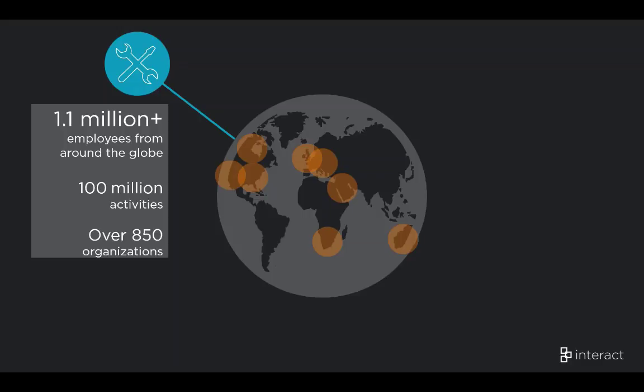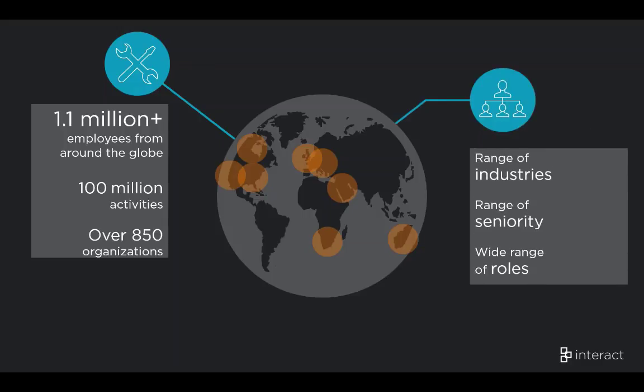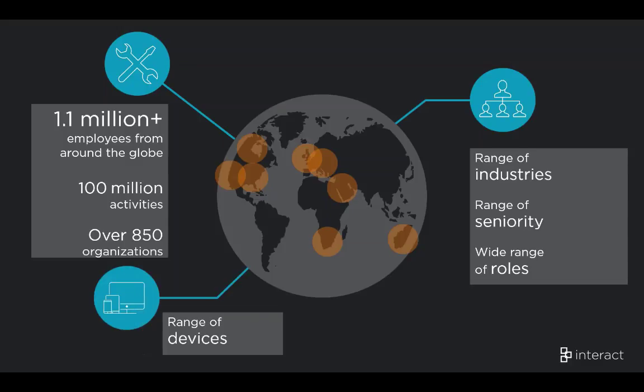But we realized that we actually had access to the data. Using our system, which is called telemetry, we have data points from over 1.1 million employees from around the globe. These 1.1 million people are doing over 100 million activities, spread across over 850 organizations all across Europe, North America, all of the continents really, except for Antarctica. Our customer base is very diverse, representing a wide range of industries, a wide range of seniority, and accessing it from a multitude of devices. So we realized that not only did we have the data, but the data set was very large and very diverse. It was a nice sample.